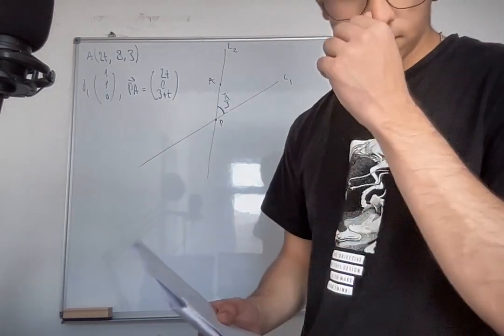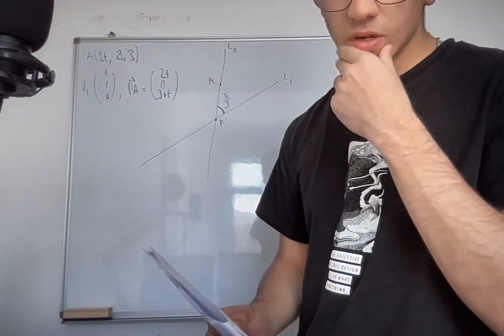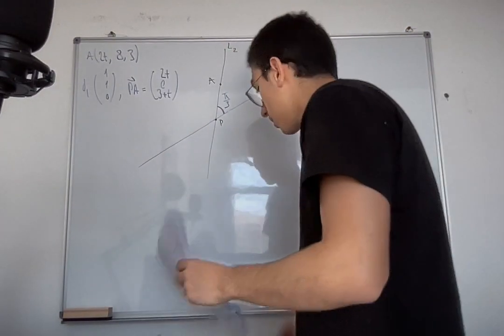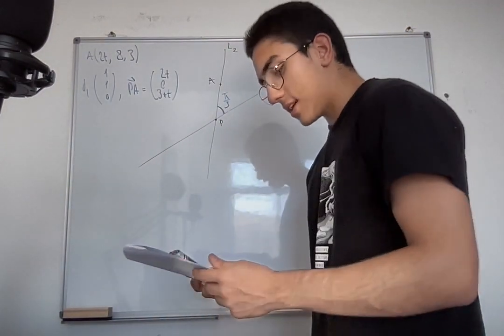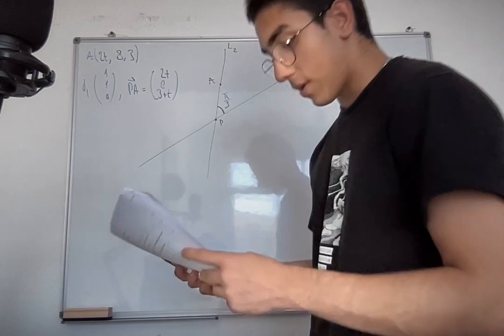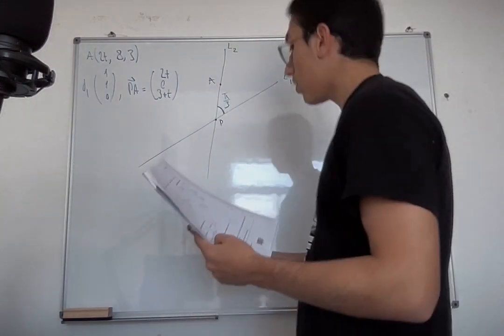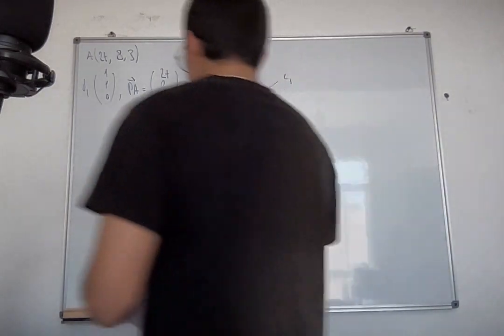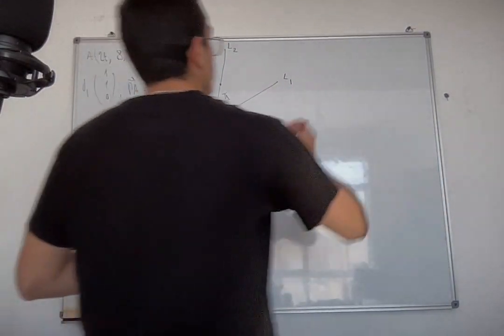Now let me quickly check something. So for part A, it's asking us to show that 4t is equal to the square root of something in t. So we can solve this for part A, I'll solve this here.